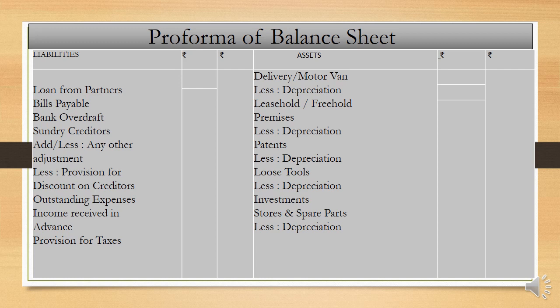Investment means the excess amount the partners will deposit in some others, or they will make fixed deposits. On the other side, it means they have invested in the shares, debentures of the other company, that is known as the investment. Investment is an asset.